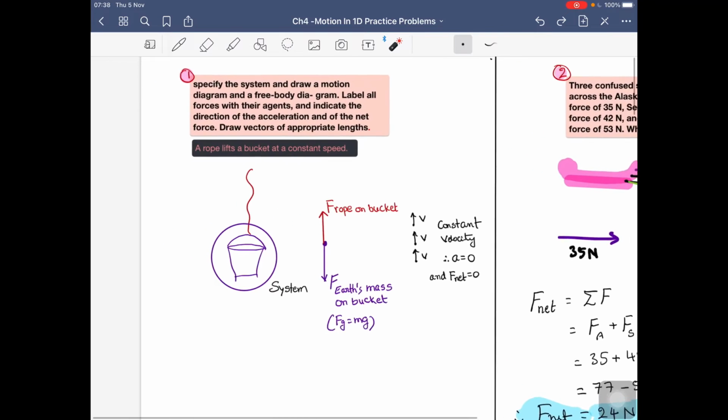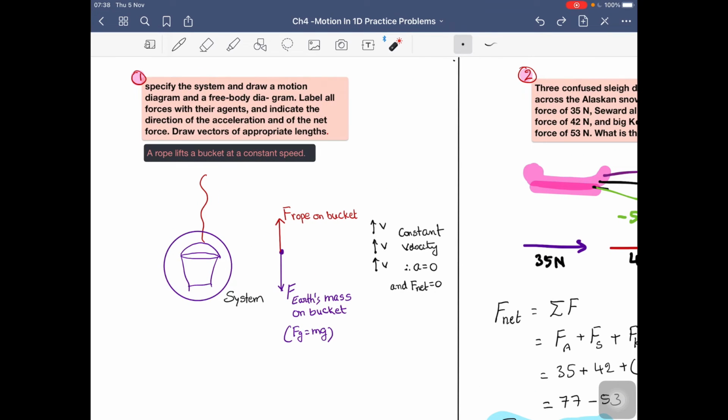Kids, today I'm going to explain the practice problems. I have selected a few questions from chapter 4, sections 4.1, 4.2 and 4.3, which deal with Newton's first law, second law and third law. First question.